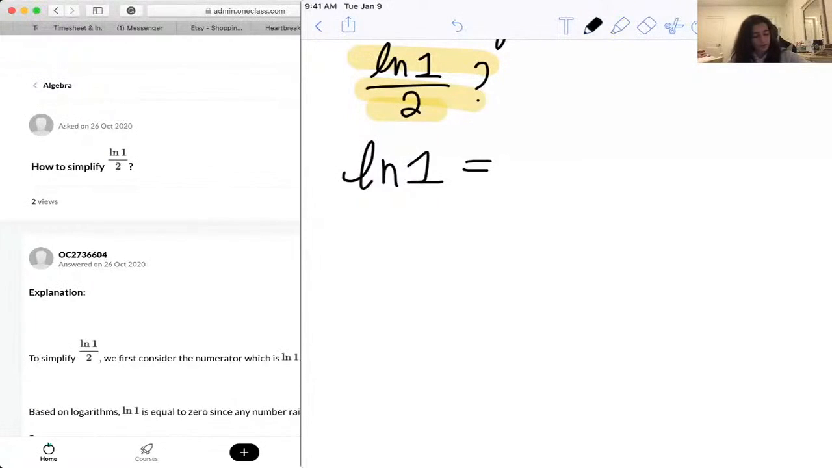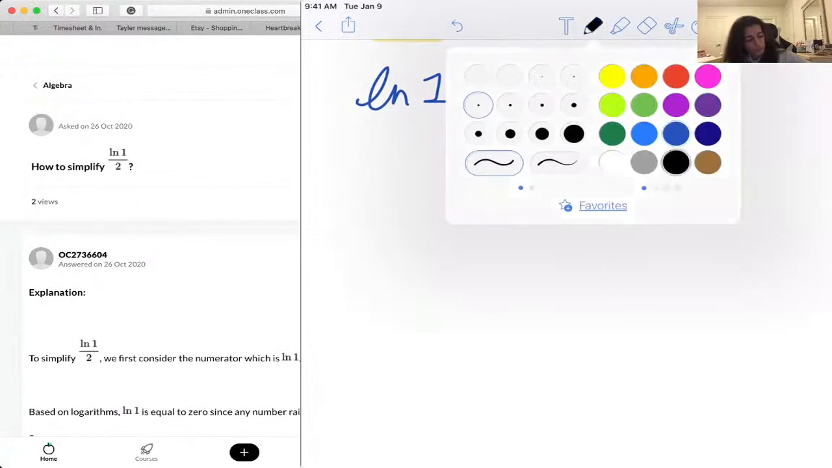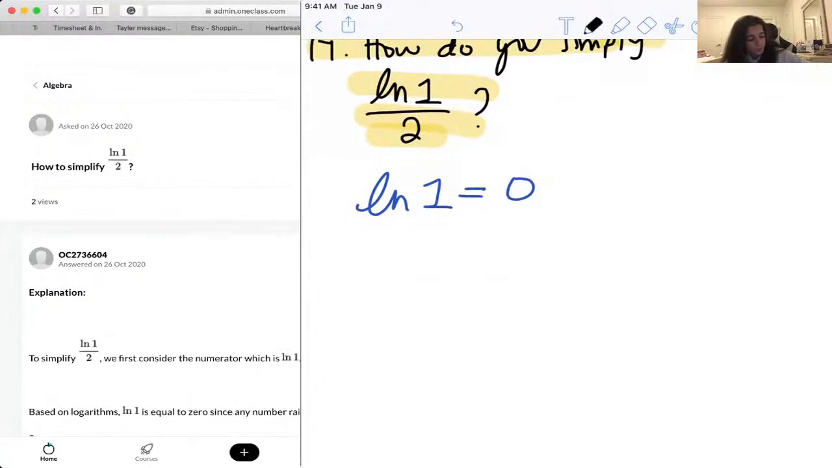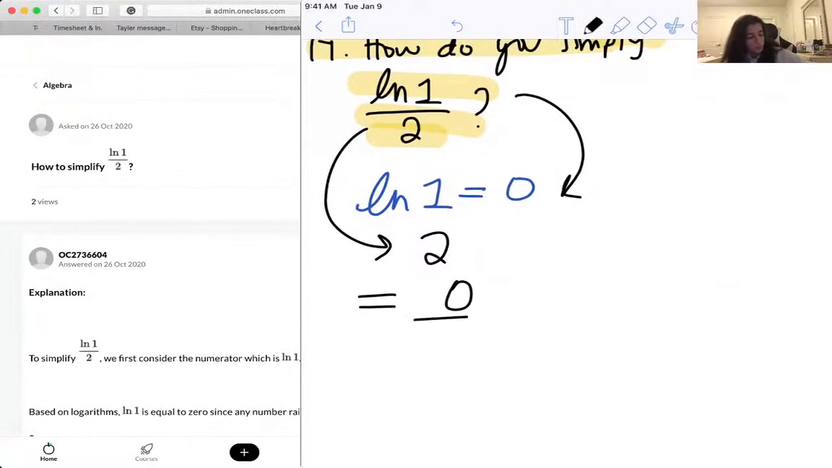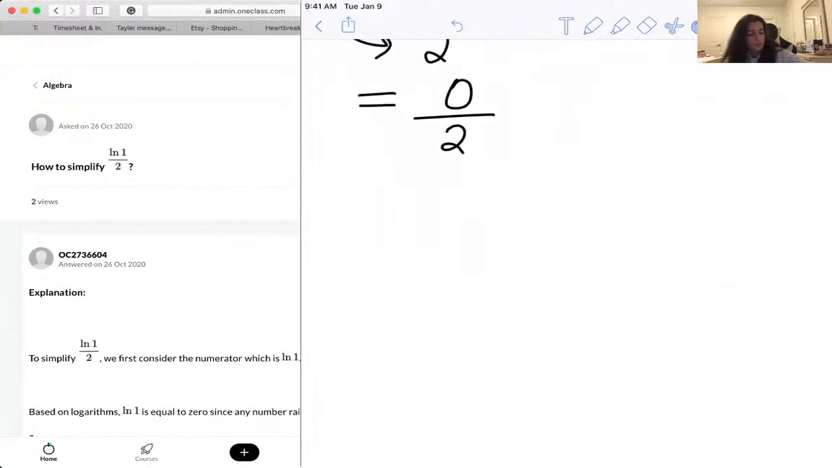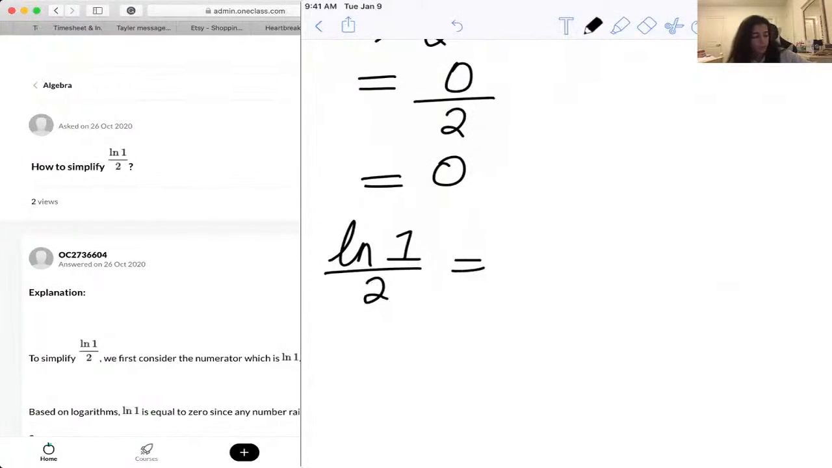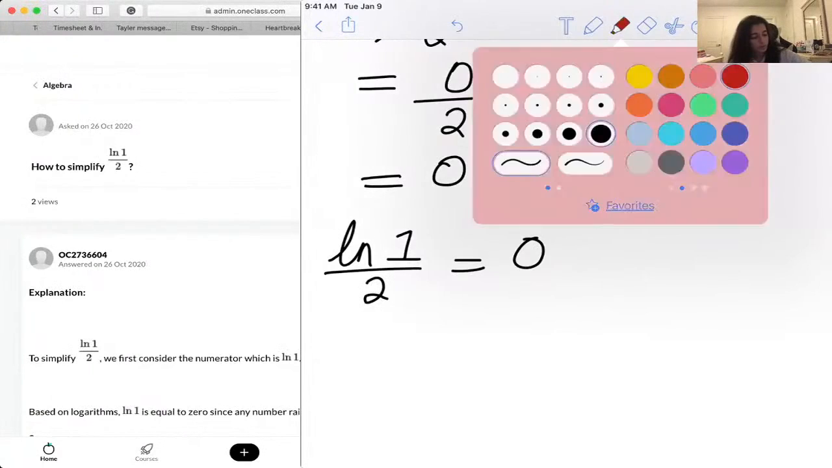I should have written this in blue. So we know that the top part is equal to 0 because we basically solved for that. And the bottom part is just 2. So basically this says 0 over 2. And we know when 0 is in the numerator divided by any number in the denominator, the answer is always 0. So ln of 1 over 2 is equal to 0. That is our final answer.